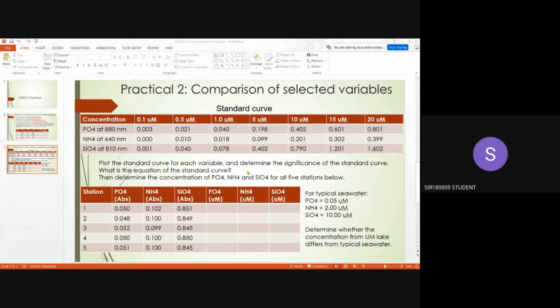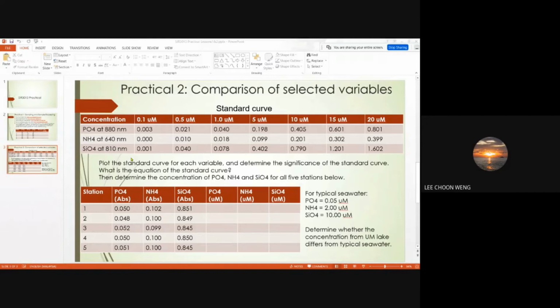No, Doctor. Okay. So phosphorus is important for primary producers, phytoplankton. Ammonium is also important for primary producers. Ammonium is also quite interesting because it is usually high when the level of dissolved oxygen is low. Silicate is important particularly for diatoms.